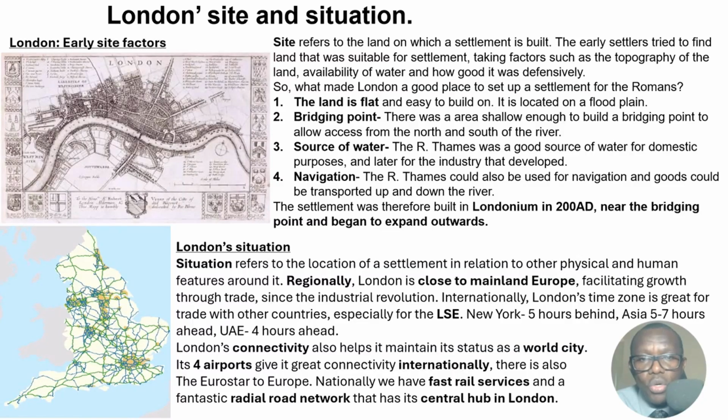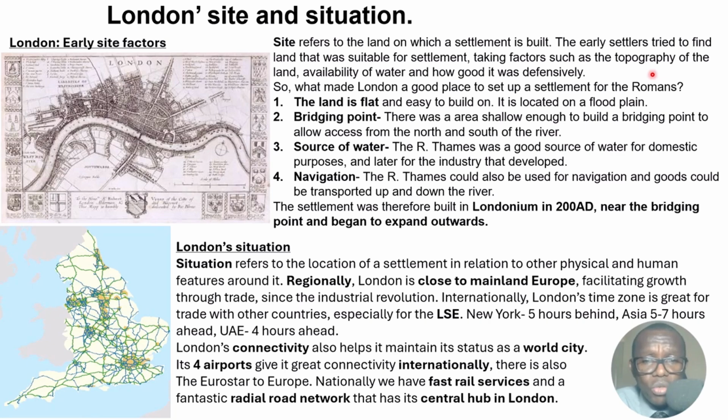Okay, so we are now going to look at London's site and situation. Site refers to the land on which a settlement is built, and the early settlers tried to find land that was suitable for their settlement. They took several factors into consideration. Those include the relief of the land, so the topography, the availability of water, so a river being nearby was a good thing, and then how good that particular site was defensively, so that they could defend themselves from enemies or attackers.